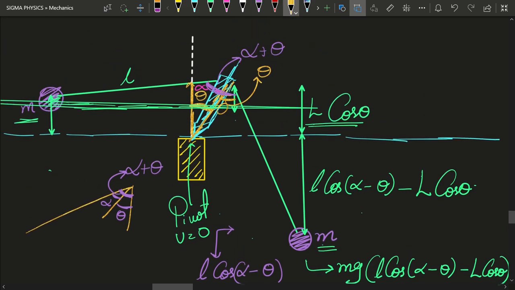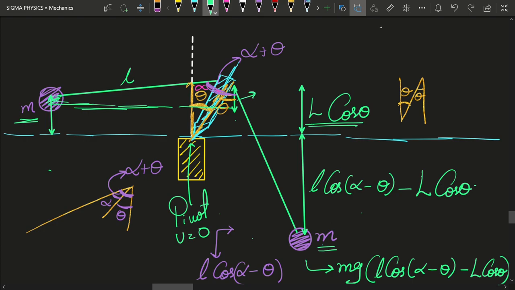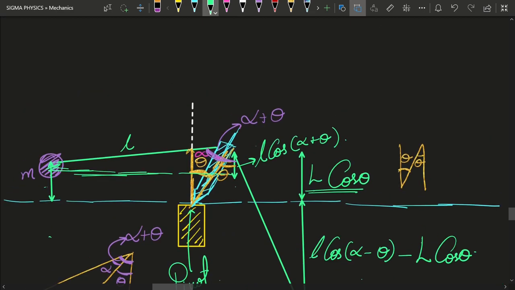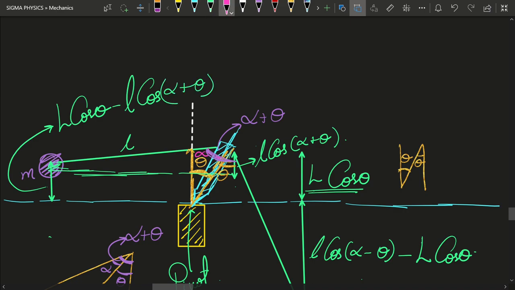This angle is theta again because of the properties of angles. You can see that there is a Z which is formed there. So if that angle is theta, then this angle is also theta. So that is the properties of angles. And hence, this vertical component of L, this one over here, is going to be equal to L cos(alpha plus theta). And if that is L cos(alpha plus theta), then this length right over here is obviously equal to L cos theta minus L cos(alpha plus theta), right? It is going to be equal to this entire length, like this one, minus this length.